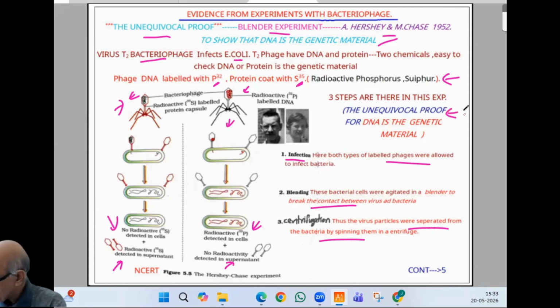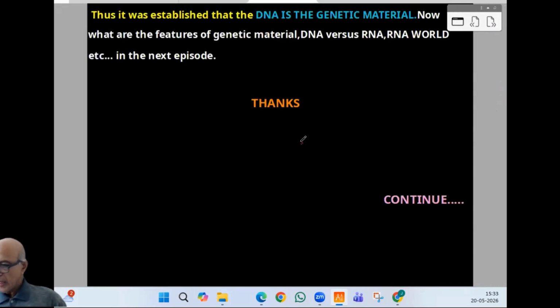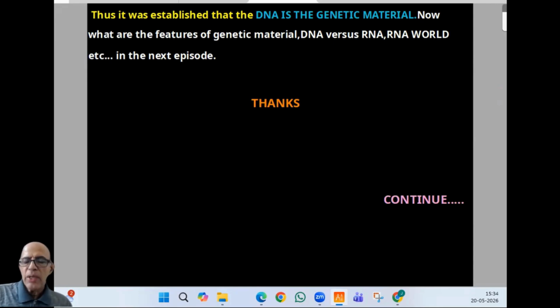I think these three experiments are clear: transformation, biochemical aspects, then the final unequivocal proof. Now we can proceed to the next page. So thus, it was clearly established that DNA is the genetic material. Now, what are the features of genetic material? Then DNA versus RNA, RNA world, etc. These aspects we'll be discussing in the next episode.